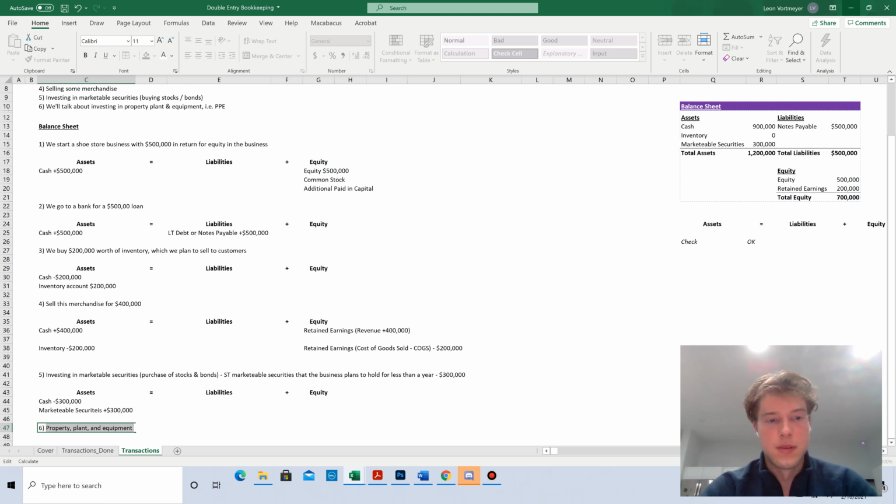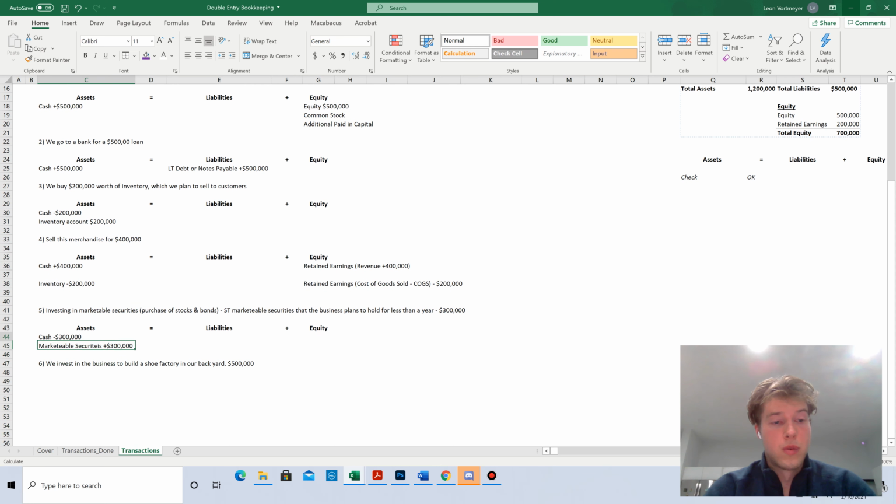Don't worry, you don't need to remember capital expenditures for the rest of this lesson, but that is what they are called. That's how they show up on the cash flow statement. So we invest in the business to build a shoe factory in our backyard. Say this factory costs us $500,000 to make. So we'll book a really simple transaction here, but the adjusting transaction is going to be the complicated piece of number 6.